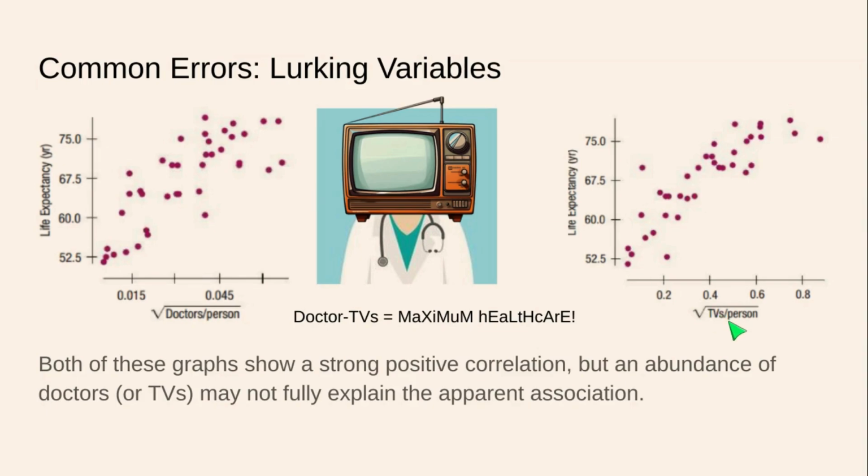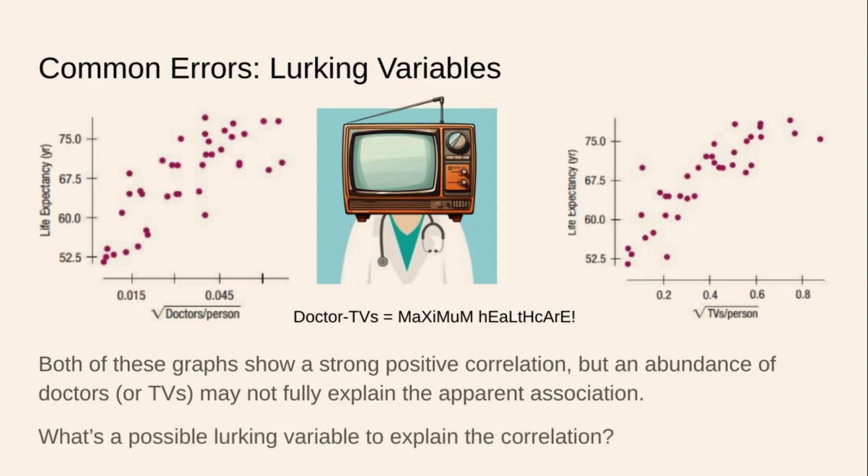Also, the number of TVs per person has a positive association of some kind with life expectancy as well, and it does appear to be mostly linear. So, are doctors and TVs the maximum possible healthcare we can have? Well, no. We're not going to be stacking possible causes because we cannot show causation, okay? These are observational studies. An abundance of doctors or TVs may not fully explain the apparent association with life expectancy.